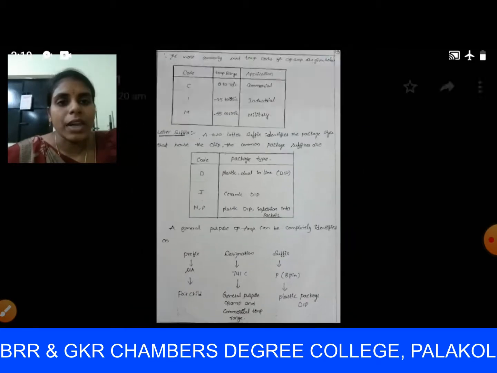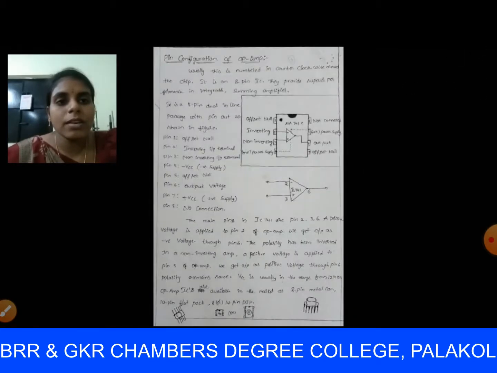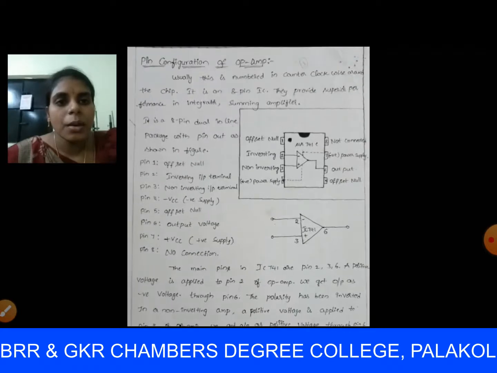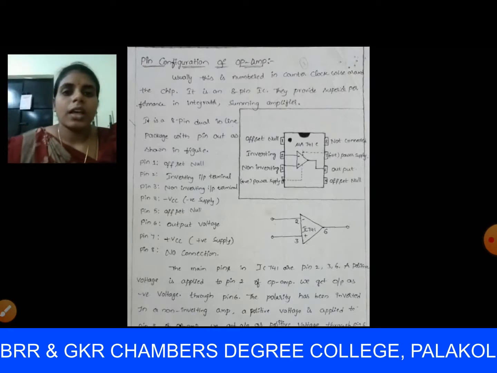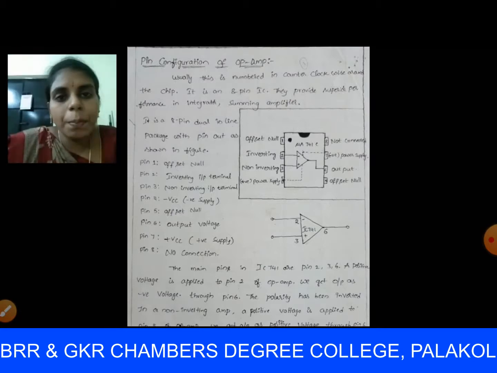Okay, our next concept is the pin configuration of the op amp. What is the pin configuration? In the suffix we are discussing the housing. The plastic housing surrounds the chip. How many pins does this plastic housing have? That may be 8 pin, 10 pin, 12 pin, or 14 pin, depending on the type of configuration.